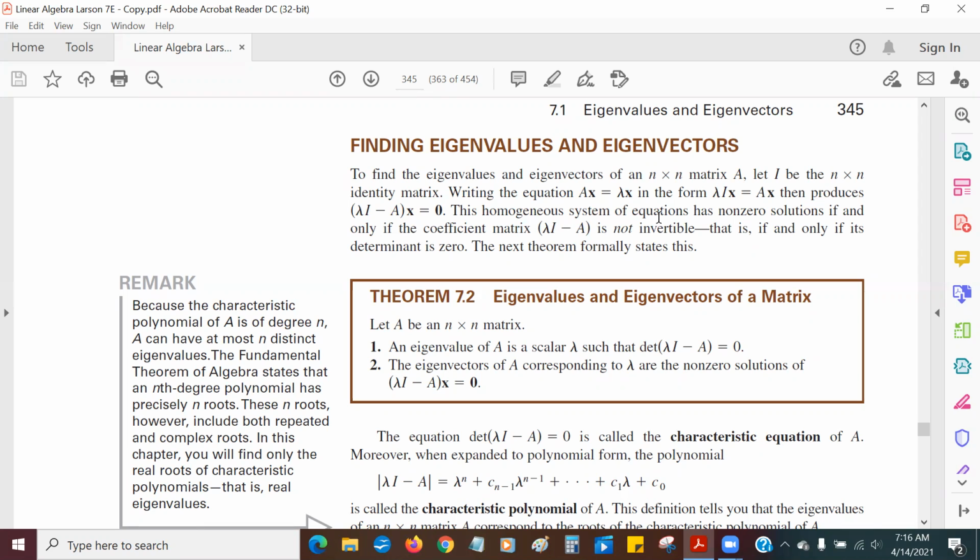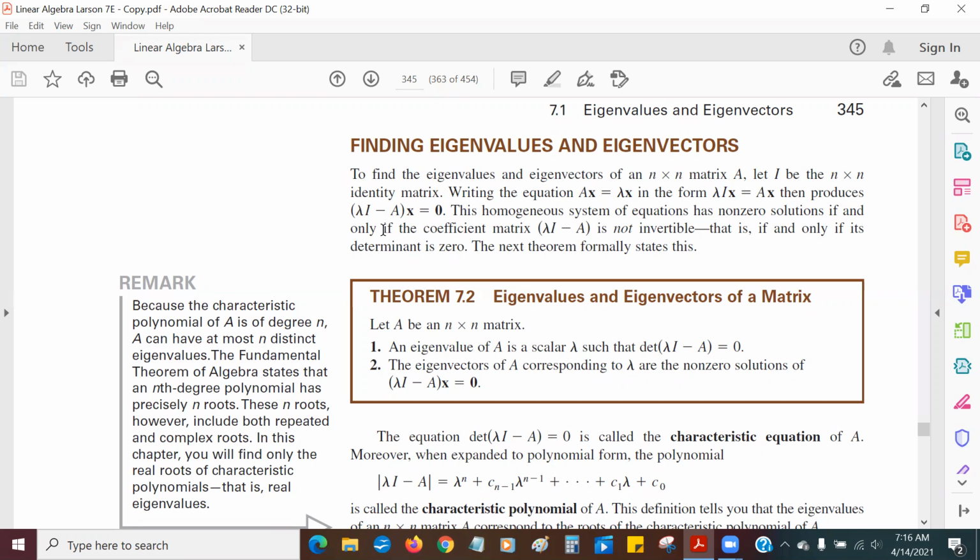So this homogeneous system of equations has non-zero solutions. Obviously, if x itself is just a 0 vector, then we're done. But we want to look for non-zero solutions. And that's going to happen if and only if this coefficient matrix lambda I minus A is not invertible. That is, if and only if its determinant is equal to 0. That's very interesting. This is going to have non-zero solutions if and only if the determinant of this new n by n matrix that I created is going to be 0.